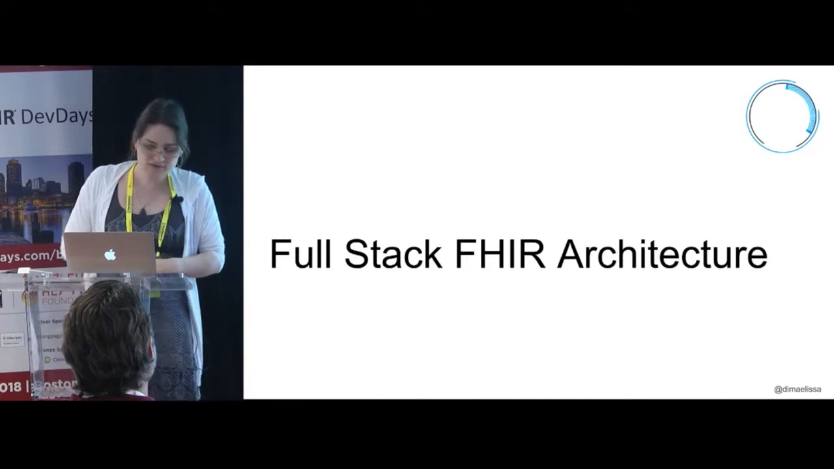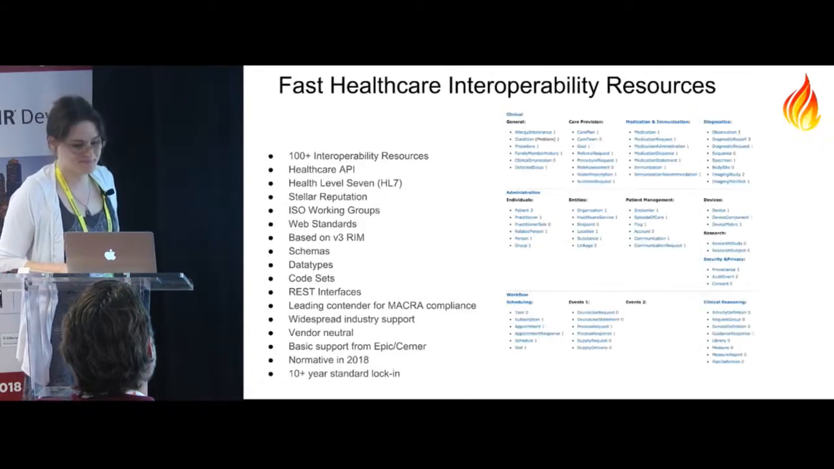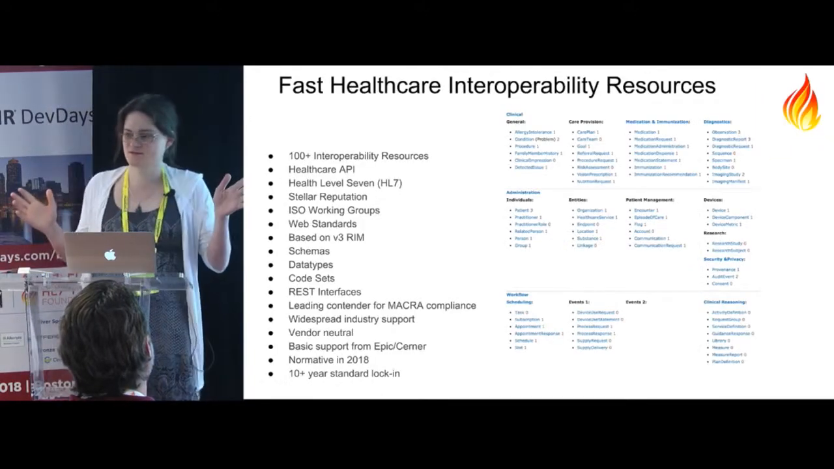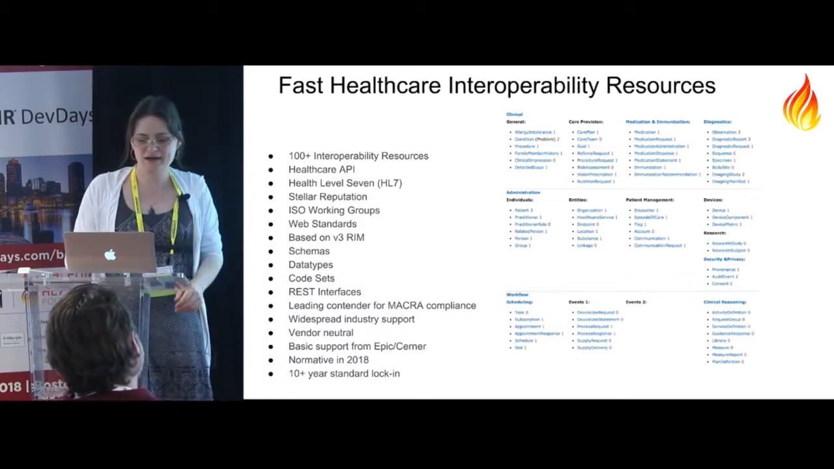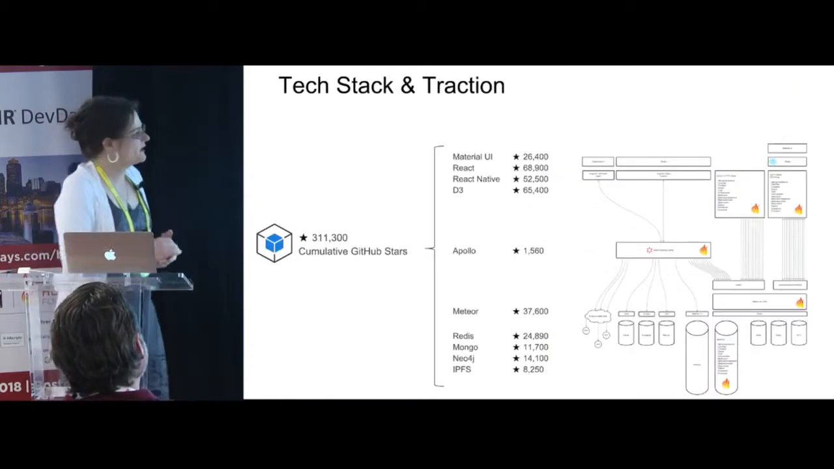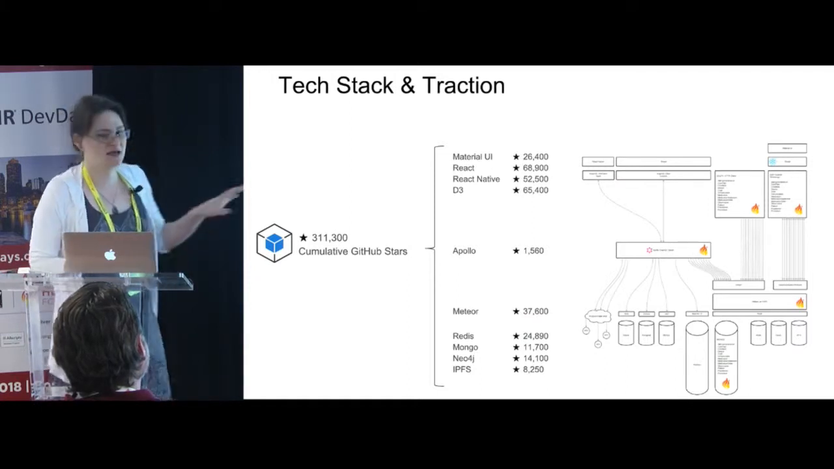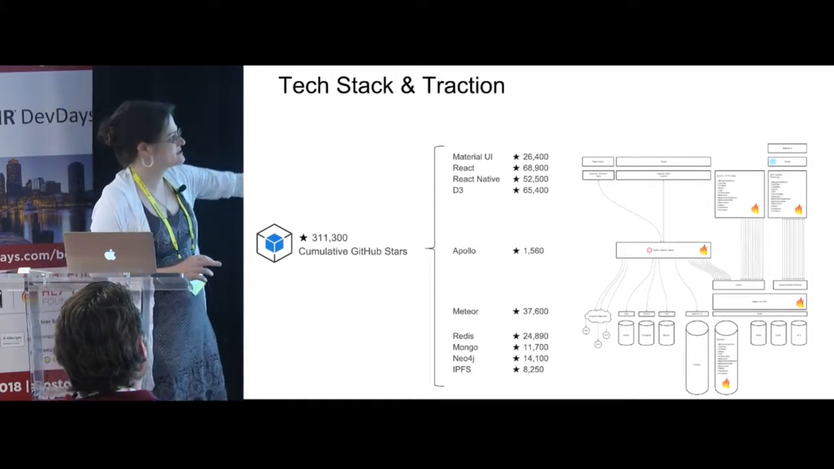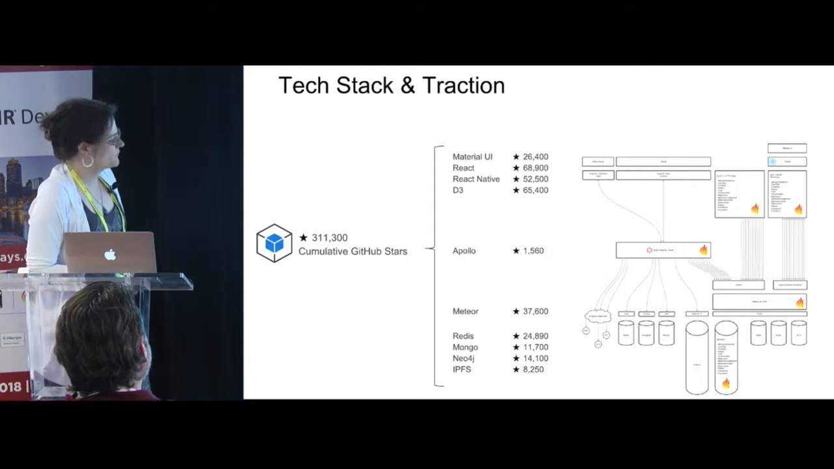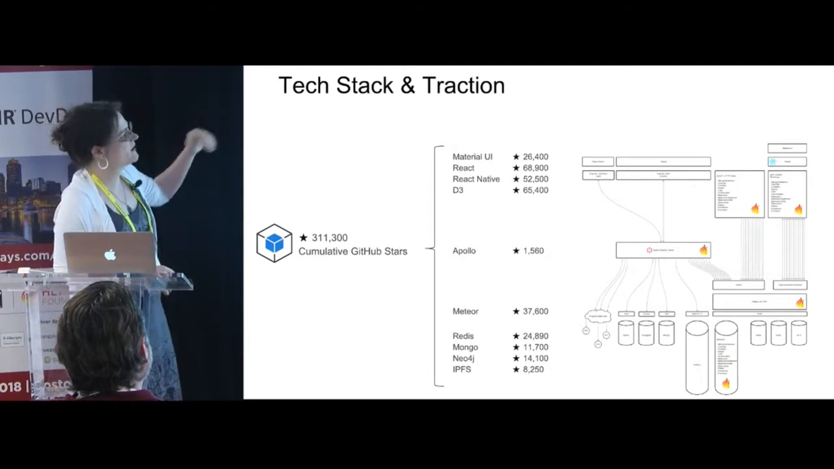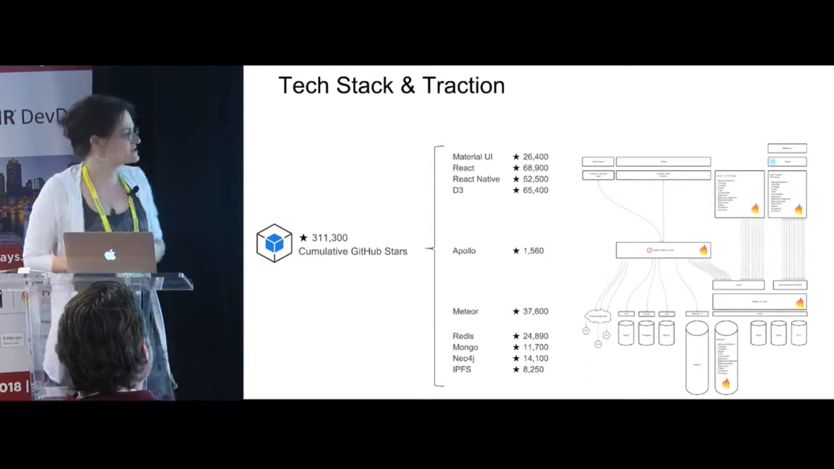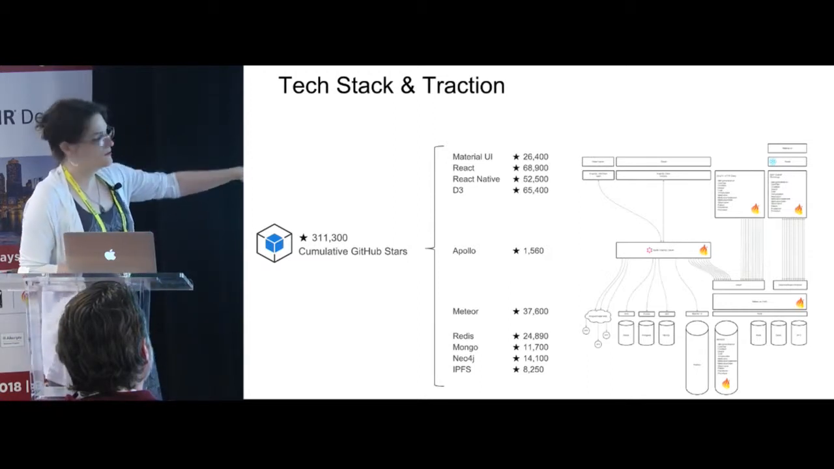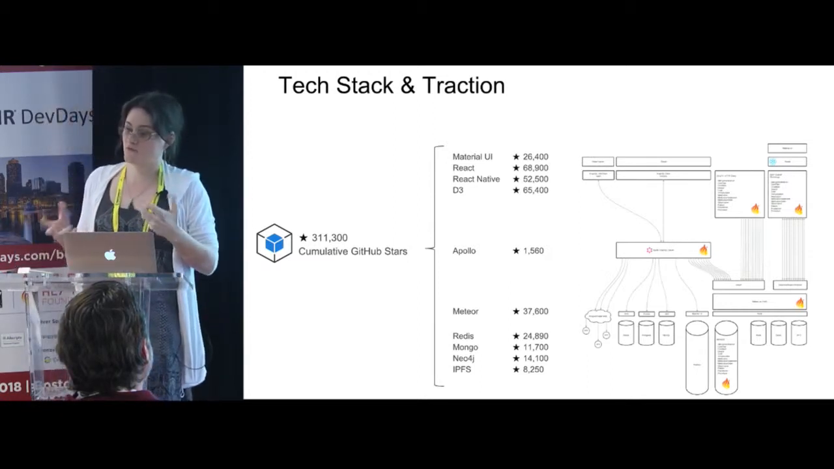So, full stack FHIR architecture. Everybody knows what FHIR is at this point. We have an API of all these different data types. Well, we wanted to get FHIR throughout our technology stack. And the tech stack roughly looks like Material UI, React. We have D3 for the visualization layer. We have Apollo for GraphQL.